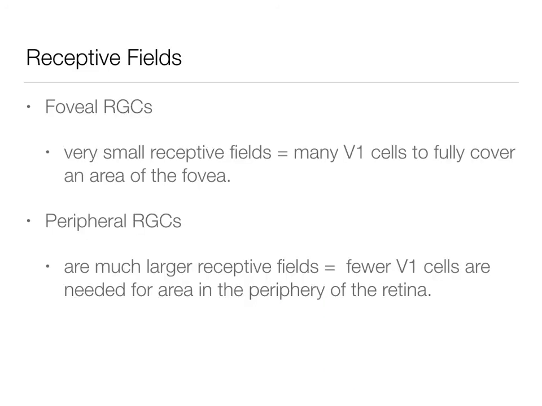So again, to sum this up, our RGCs on our fovea have really small receptive fields, and so they have tons of V1 cells to cover that area of the fovea. Whereas in our periphery, we have much bigger receptive fields, and so much fewer cells are needed to cover that area. So this will lead to that trade-off between acuity and sensitivity. We're going to have better acuity at our fovea, but because we have more photoreceptors converging in our periphery, we're going to have better sensitivity. But we're not going to have as good acuity. So there's this trade-off between acuity and sensitivity, and this is played out in area V1.